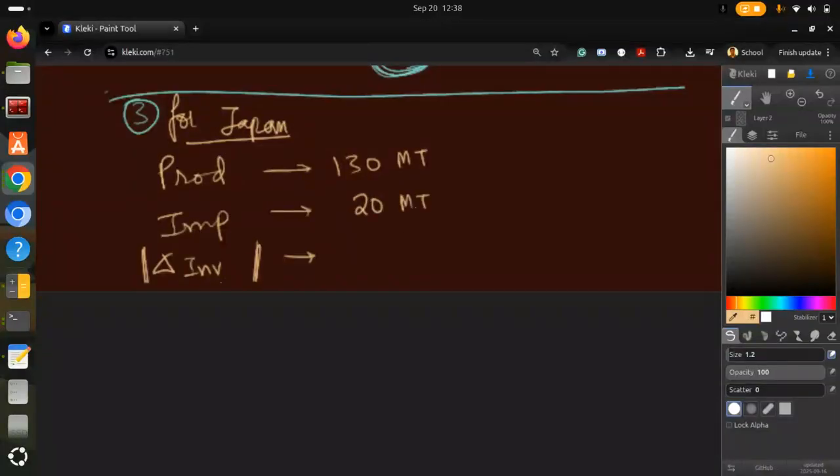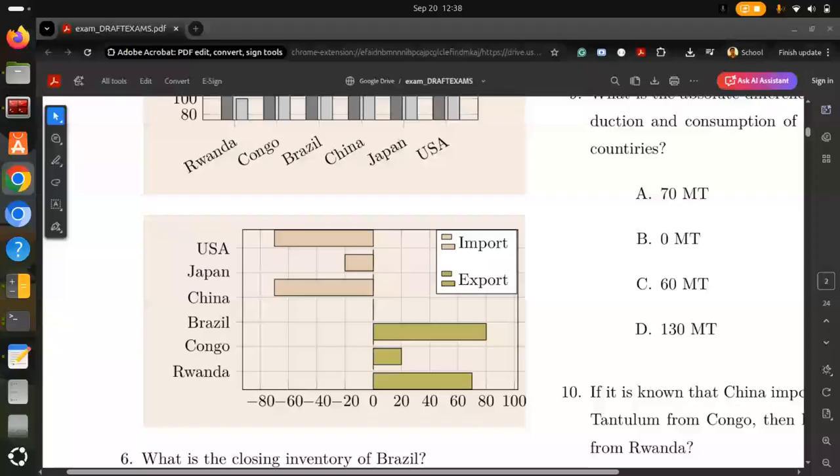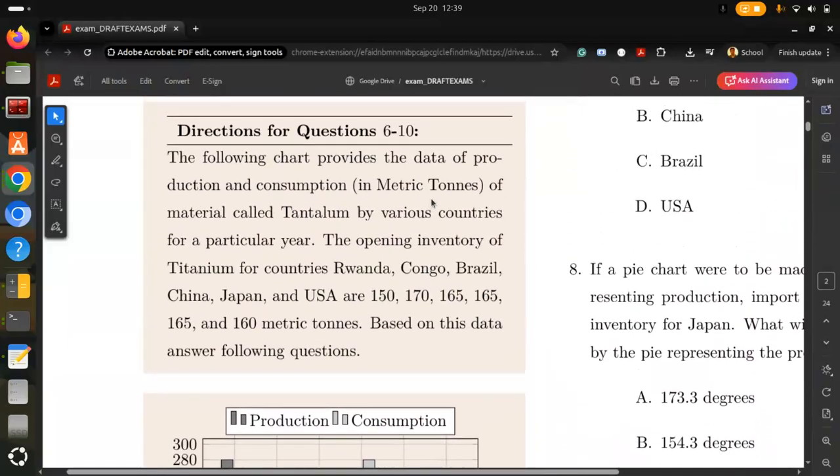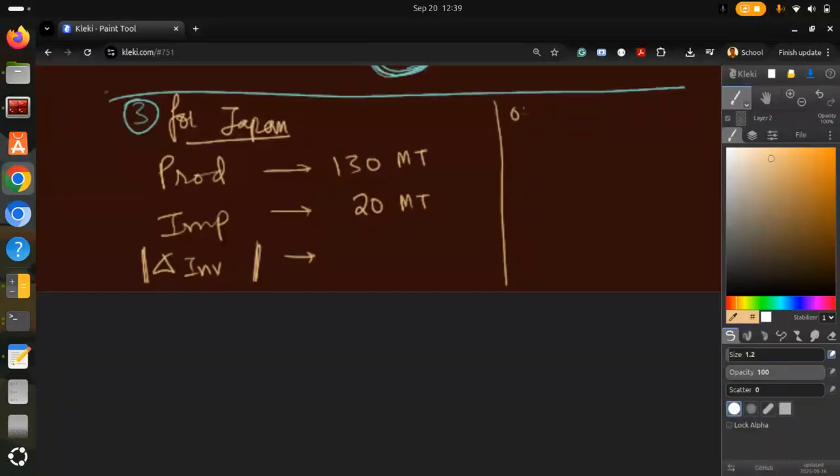Now the question is what is the change in inventory? For that I need to know the opening inventory. So let us find the opening inventory of Japan. The question is about Japan. Japan is the fifth country: 1, 2, 3, 4, 5, 165. Already we have seen that. Opening inventory is 165.